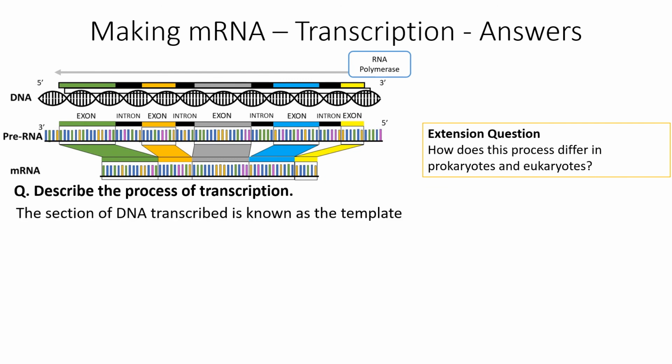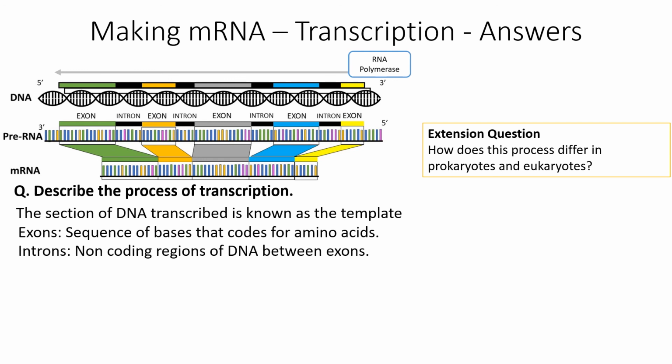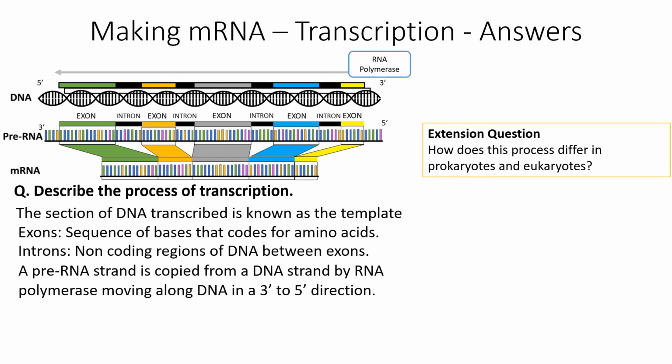The overall process is that the DNA is transcribed, known as the template. The exons are the ones that are coding because they're extremely important. The introns are known as non-coding regions. The pre-messenger RNA is copied from a DNA strand by RNA polymerase. Remember, polymerase will stick nucleotides together. If you want to make another DNA strand, you'd use DNA polymerase. In this case, we want to make RNA, so we use RNA polymerase.